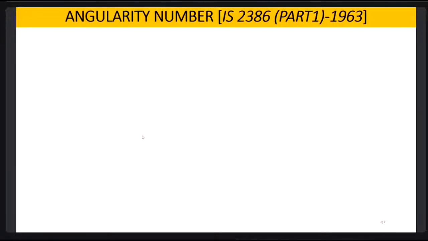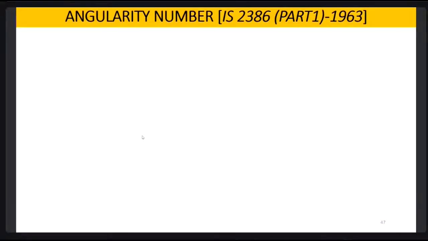Next one is the angularity number. Angularity number basically gives us a brief idea of how angular your aggregate is. You will agree that if a material is perfectly rounded, it will look good and be easy to work upon. You can easily make a mix, but there will not be good bonding between the binder and the aggregate because it is very smooth. It is not angular.